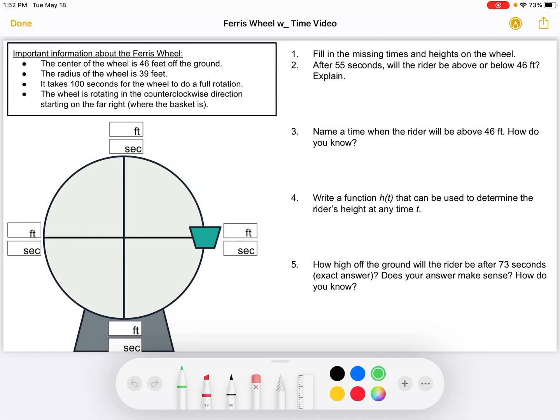Hey everyone, so in this video I'm going to be going over an example of a Ferris wheel in which we've incorporated the variable of time into the situation. So the first thing we're going to do is fill in the missing times and the heights on the wheel.